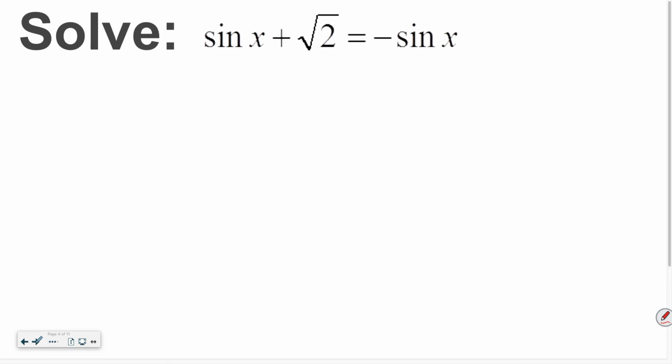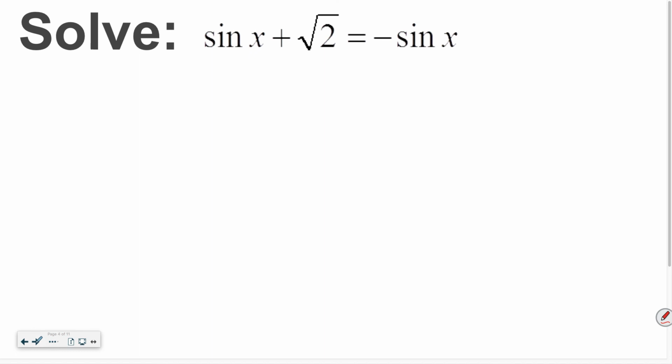Okay, so we need to isolate our trig function, and since our trig function is sine, we need to get sine by itself. What's one thing that we could do? Could we subtract sine over? Or could we subtract radical 2 over? We can do a combination of the two. I will take both of your suggestions.